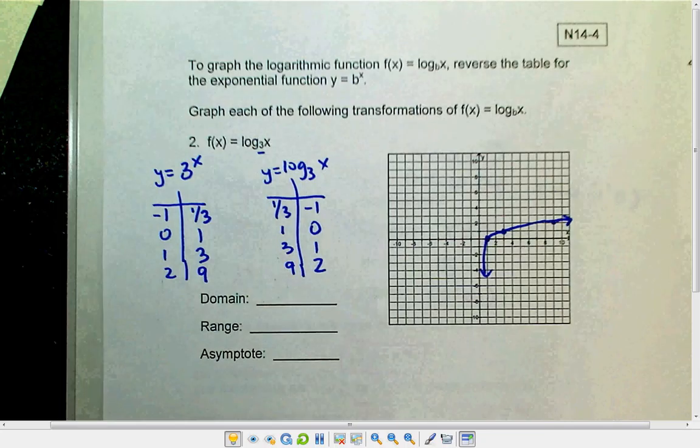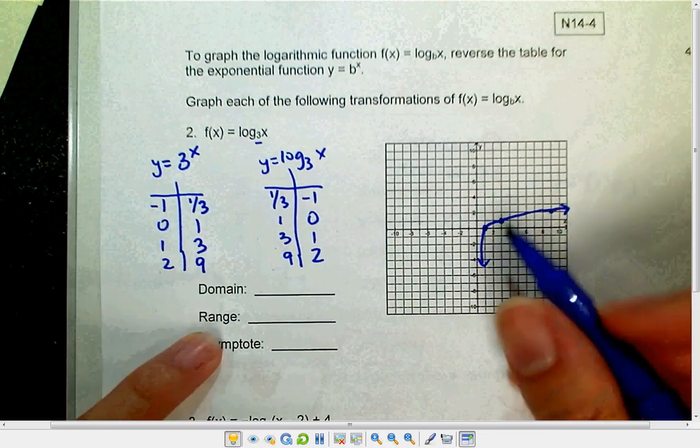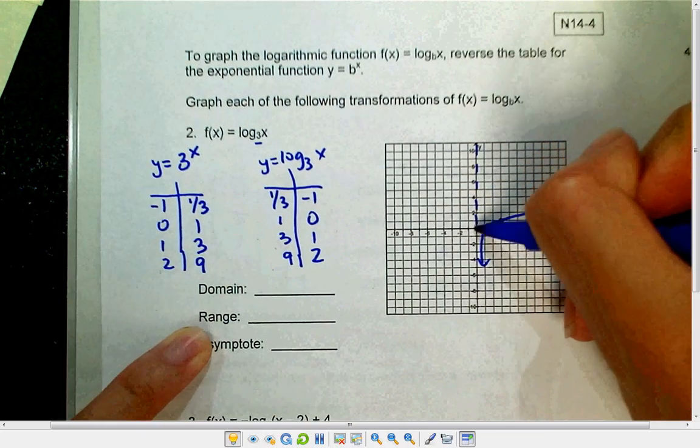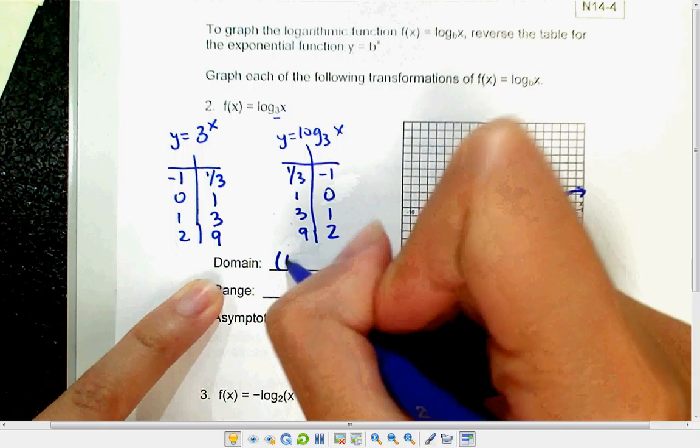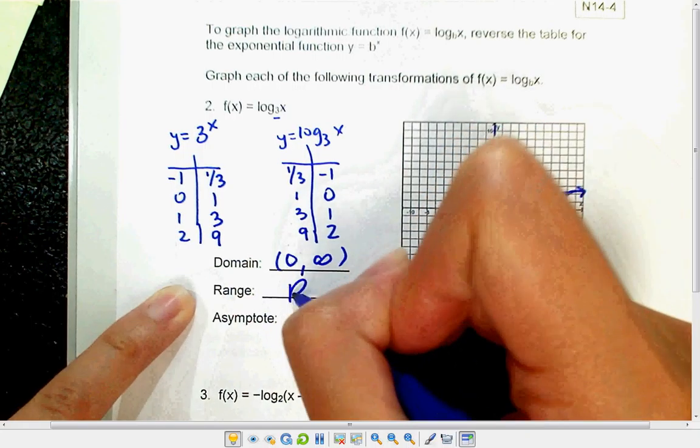And I know that that's my graph. My asymptote has not moved, so it's still at 0. So my asymptote is at x equals 0, which tells me that my domain goes from 0 to infinity. My range is all real numbers.